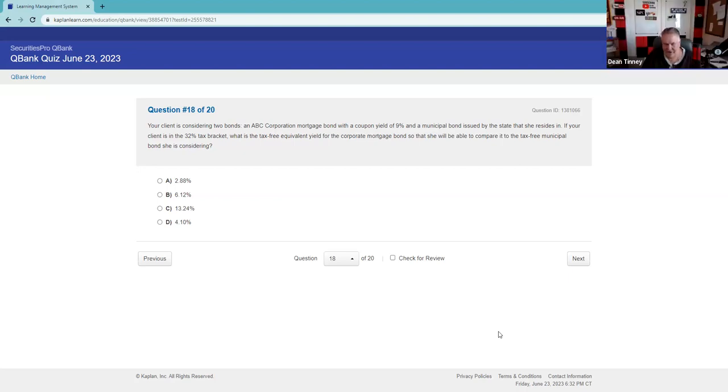So they gave us the taxable, and they're asking us for a tax-free equivalent. So are we going to multiply, or are we going to divide? You're going to divide. And you're going to multiply. When you have the taxable one, you multiply, right? So we're going to say, okay, well, that 9%, that $90, you're not getting to keep that. Right, you have to give back some of that.